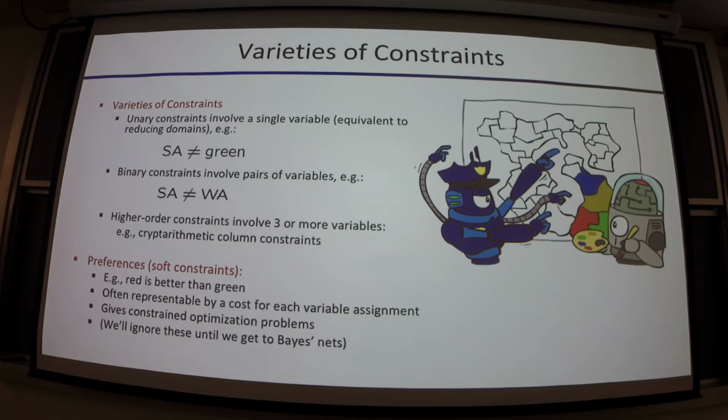What about the varieties of constraints? I touched on this a little bit, but let's make it more formal. We can have unary constraints, that is a restriction on the domain of a variable, like this value can't be taken. We can have binary constraints between two variables. You can have higher order constraints involving three or more.